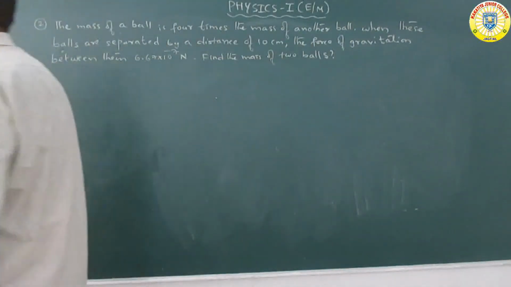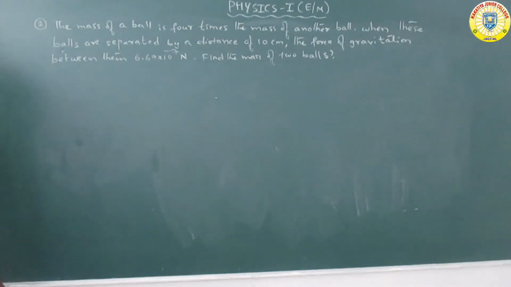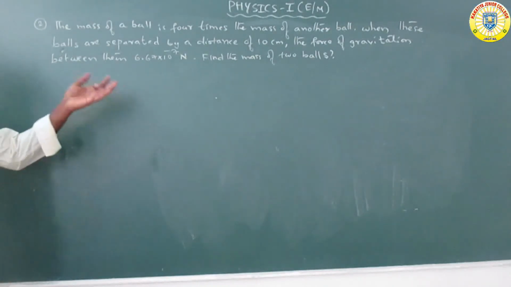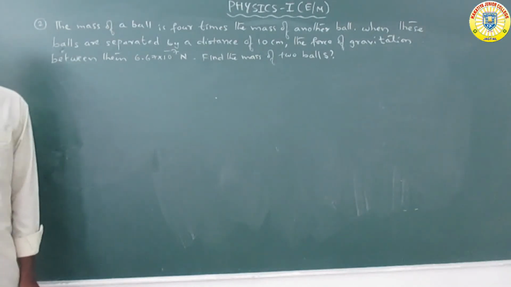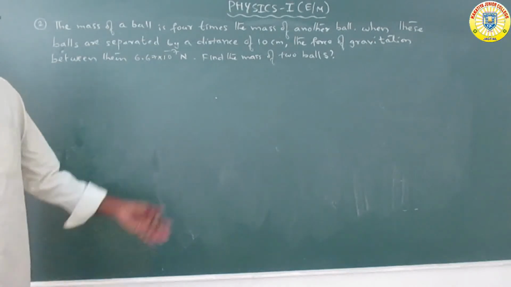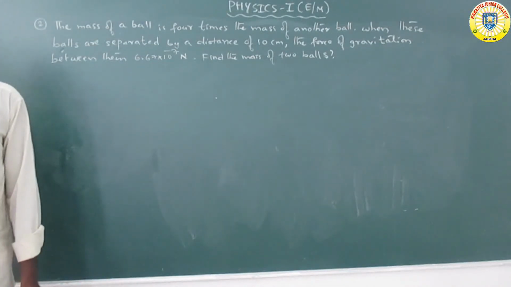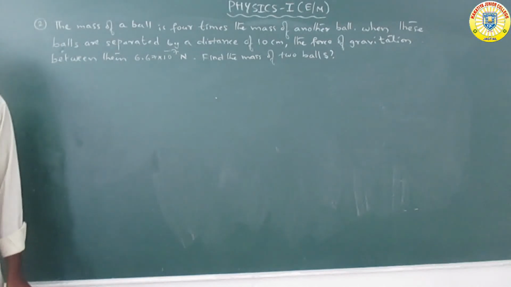Right, so next problem. The mass of one ball is 4 times the mass of another ball. When these balls are separated by a distance of 10 centimeters, the force of gravitation between them is 6.67 into 10 to the power of minus 7 newtons. Find the masses of the two balls.